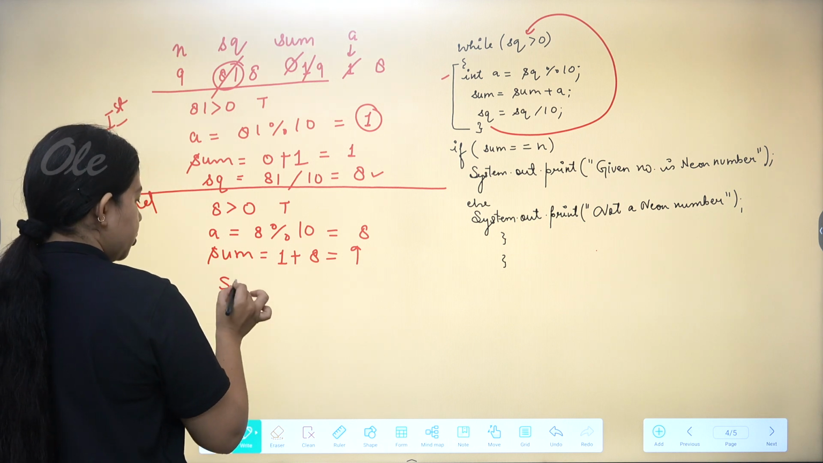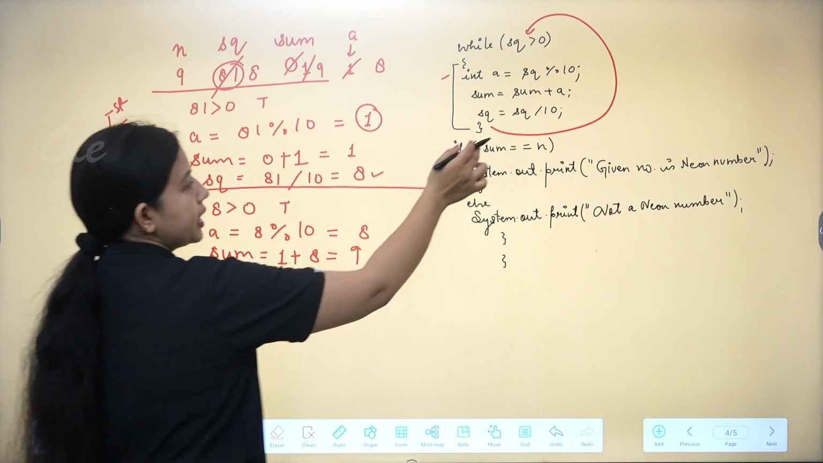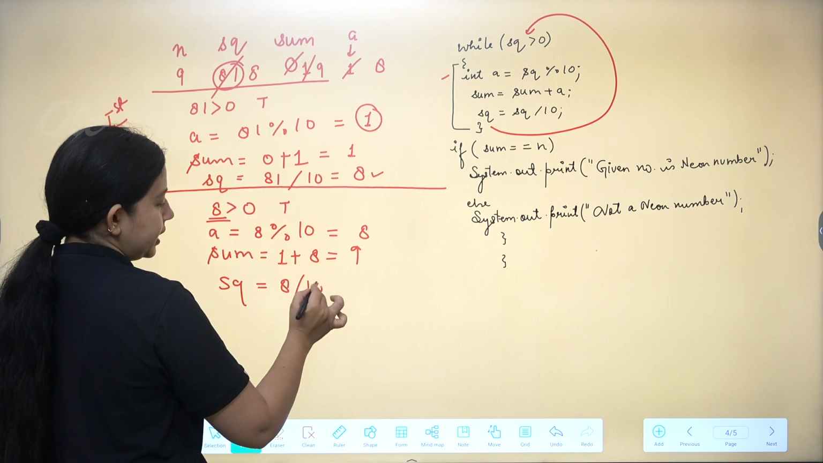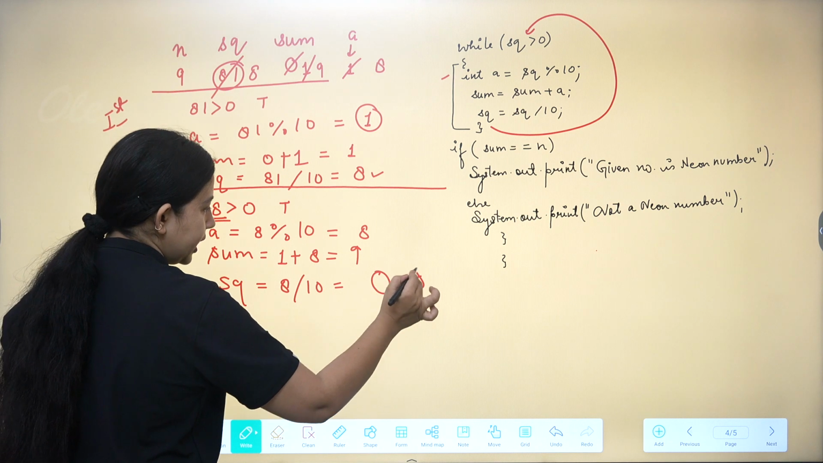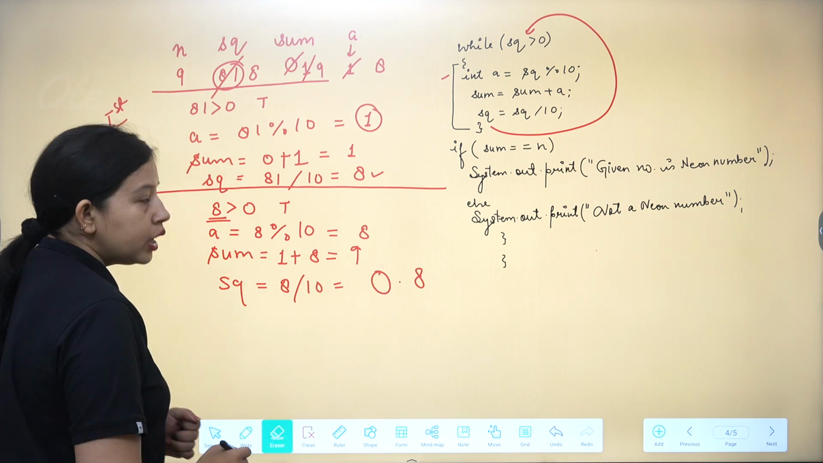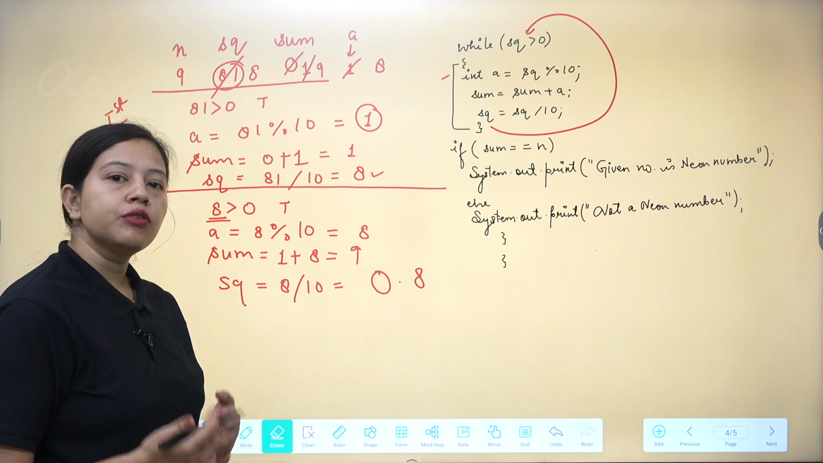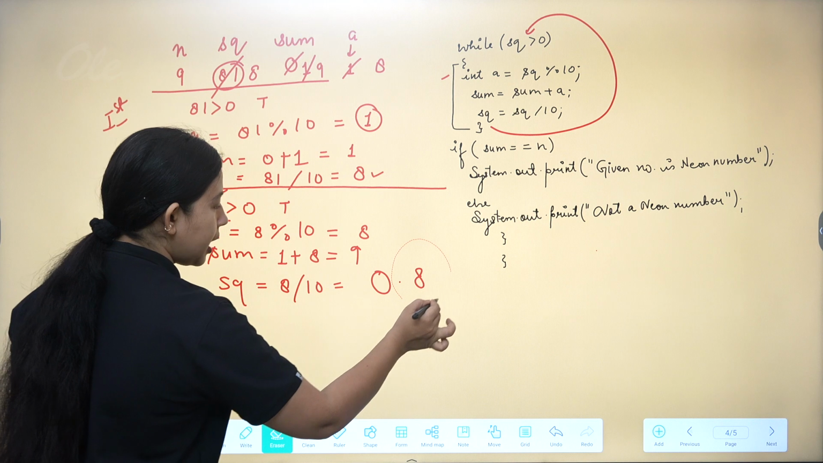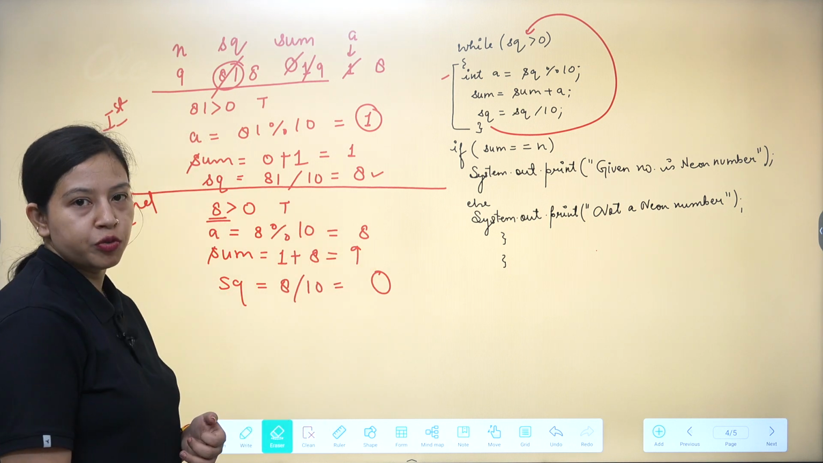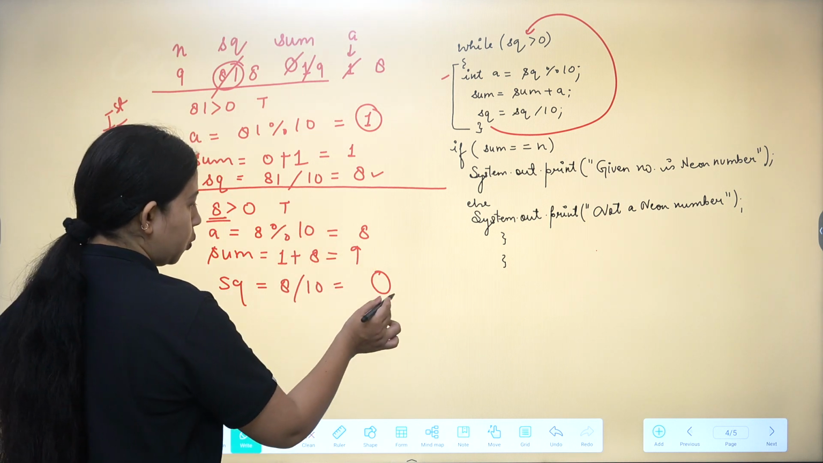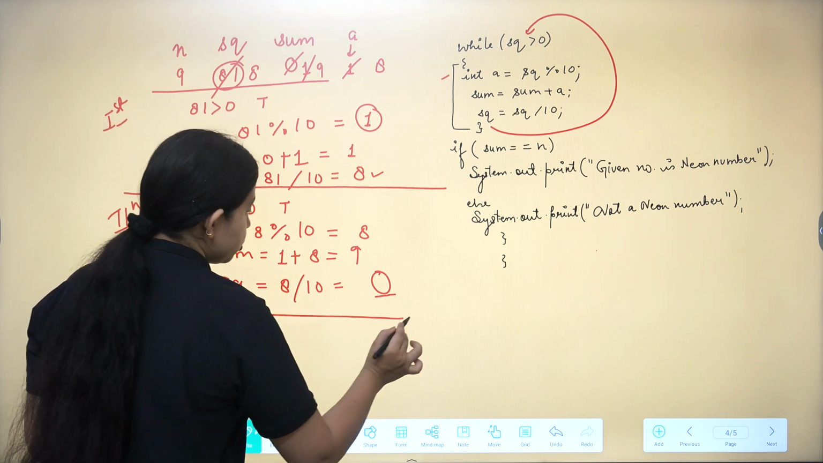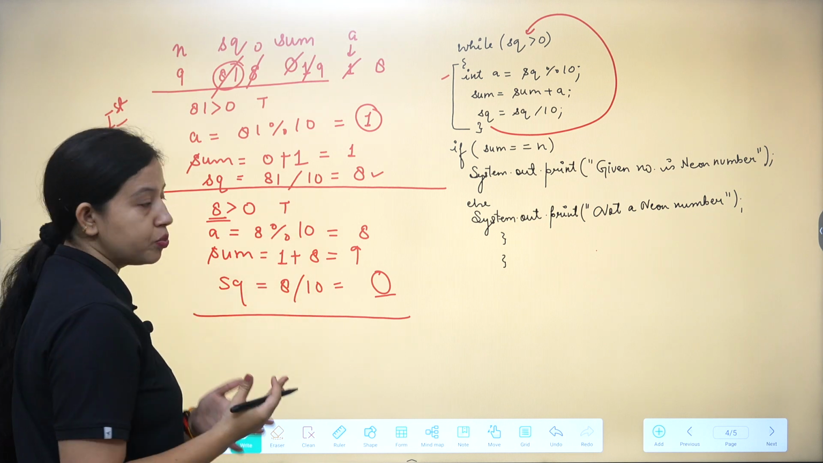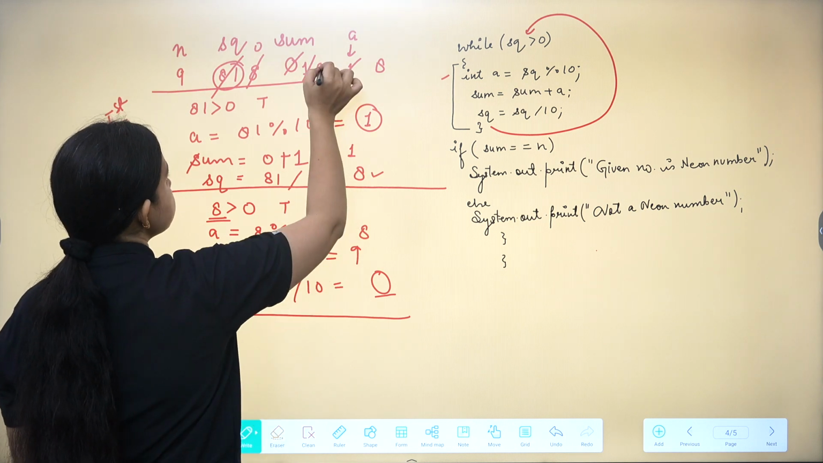Now it's time to update SQ. SQ will be SQ divided by 10. So the current value of SQ is 8 divided by 10. As you know, you will get 0.8. Now, as our number is an integer, which is not going to hold any decimal value, this decimal part is automatically removed, and what remains over here is only this 0. So now the updated SQ becomes 0 and sum becomes 9.